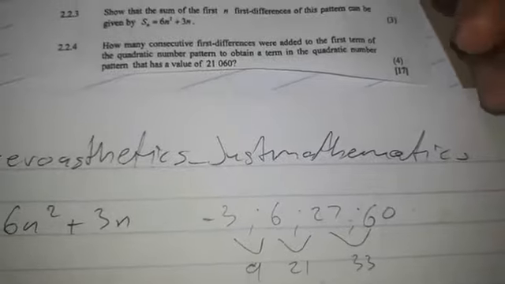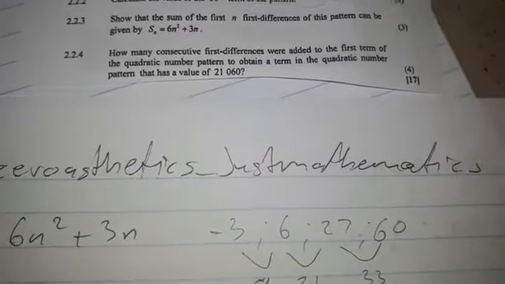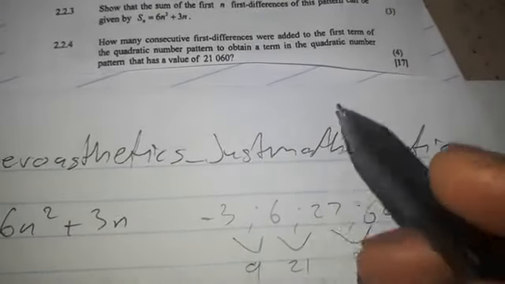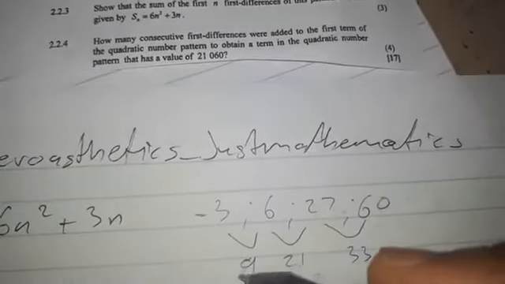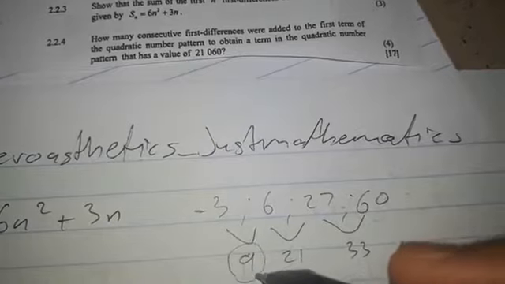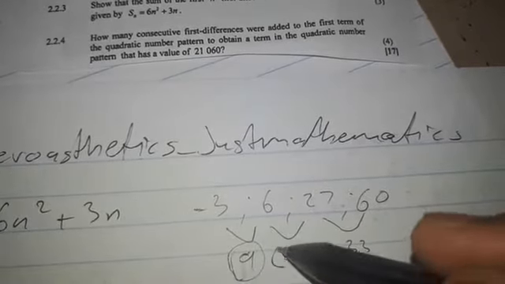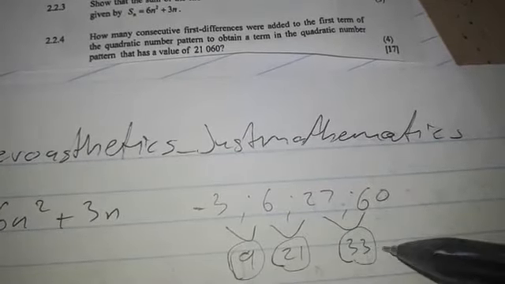This question is super weird. It says how many consecutive first differences. So technically speaking, they're talking about 9, 21, 33, going on and on and on.